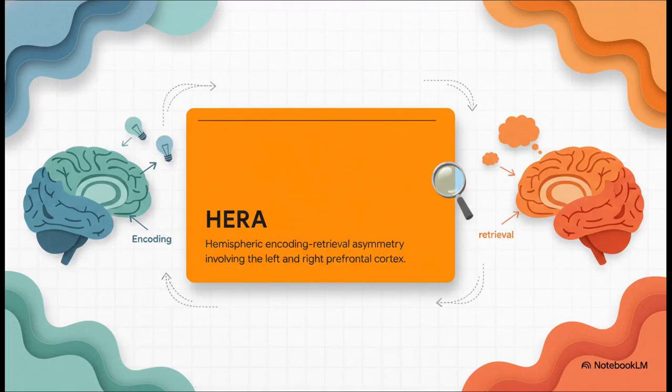So the absolutely crucial point here is this definition, HERA, hemispheric encoding retrieval asymmetry. Jot this down, star it, highlight it, because it is a classic high-yield exam question. The HERA model states that encoding involves the left hemisphere much more than the right, and retrieval involves the right hemisphere much more than the left. And keep in mind, both of these distinct processes rely really heavily on the dorsolateral prefrontal cortex.